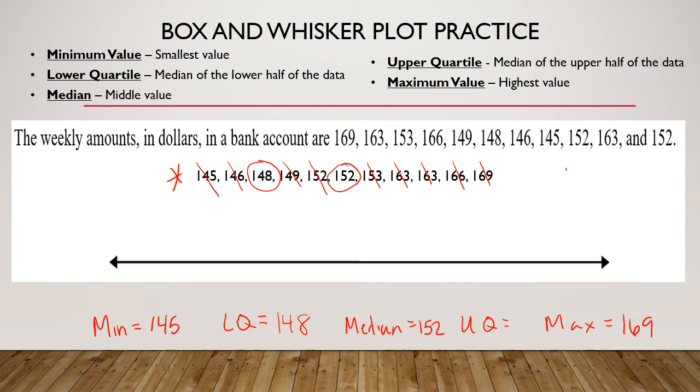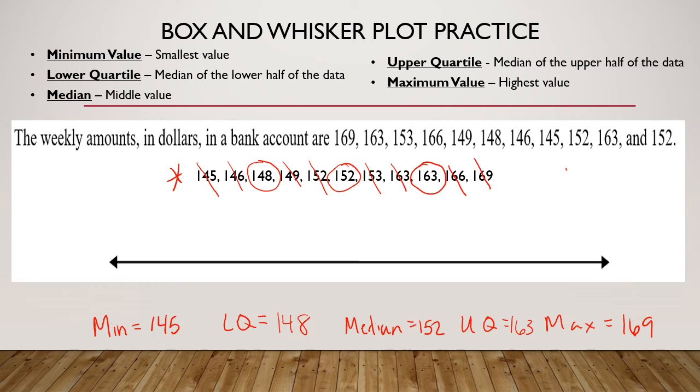The last one I need to find is just my upper quartile. Notice how I haven't erased the median value, which is that second 152. We're not including that when we find the upper quartile or the lower quartile. So I'm going to start by crossing off. Looks like I get 163 as my upper quartile. Okay, so I have all my data points.